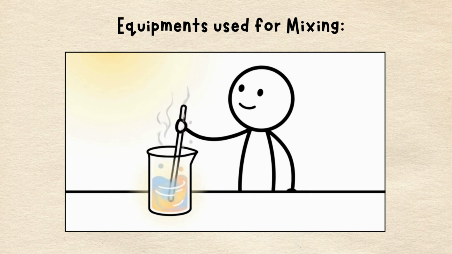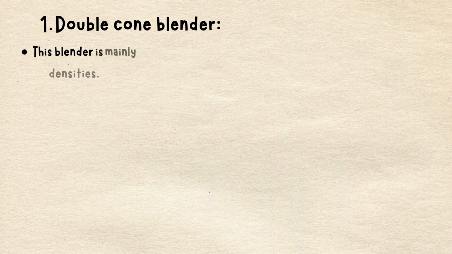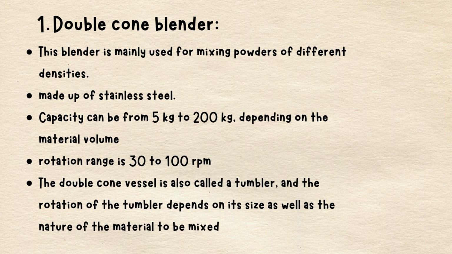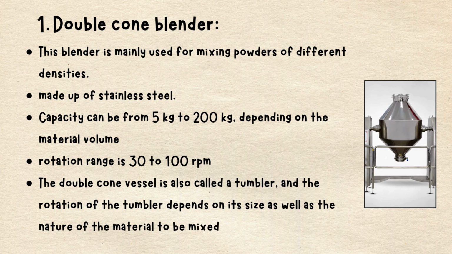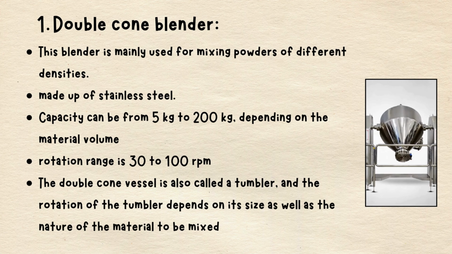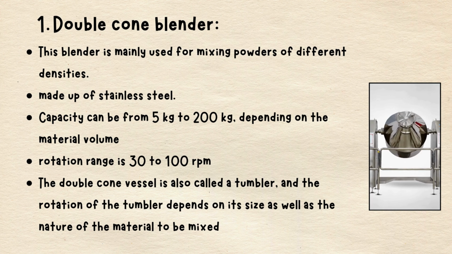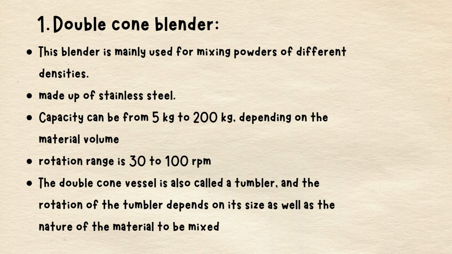Now, let's discuss the equipment used for mixing in pharmacies. First one is the double cone blender. This blender is mainly used for mixing powders of different densities. The blender is made of stainless steel. Capacity can be from 5 kg to 200 kg, depending on the material volume. Rotation range of the blender is 30 to 100 revolutions per minute. The double cone vessel is also called a tumbler, and the rotation of the tumbler depends on its size as well as the nature of the material to be mixed.